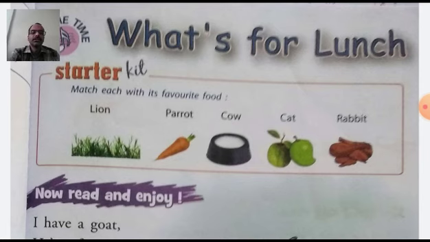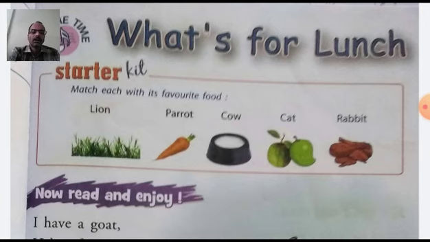It is on page 91 in your textbook. In the starter kit, there are a few animal names given. You have to match those animal names with their favorite food. Firstly, you have lion. Lion's favorite food is meat. Next, you have parrot. Parrot's favorite food is fruits like guava or mango.